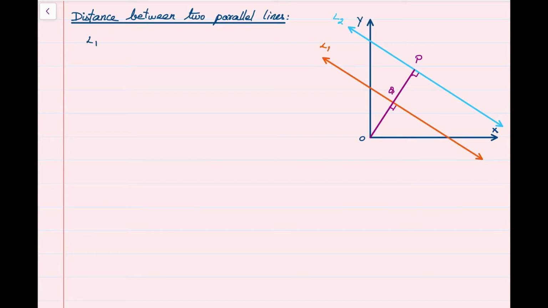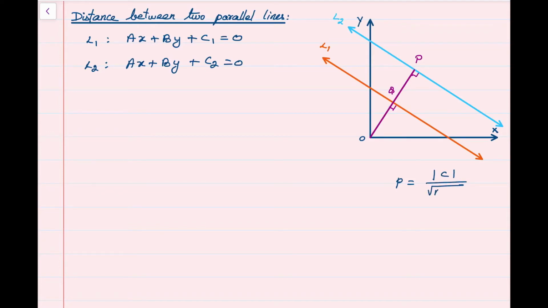Let the equation of line L1 be AX plus BY plus C1 is equal to 0, and equation of the parallel line be AX plus BY plus C2 is equal to 0. If two lines are parallel, only the constant terms will be different. The length of the normal formula is absolute value of C divided by root of A square plus B square. Normal is a line drawn from the origin perpendicular to the line.